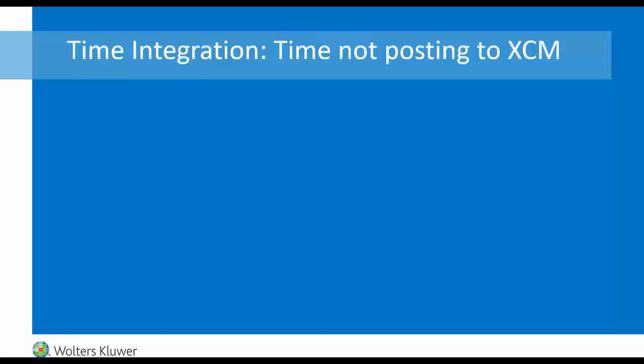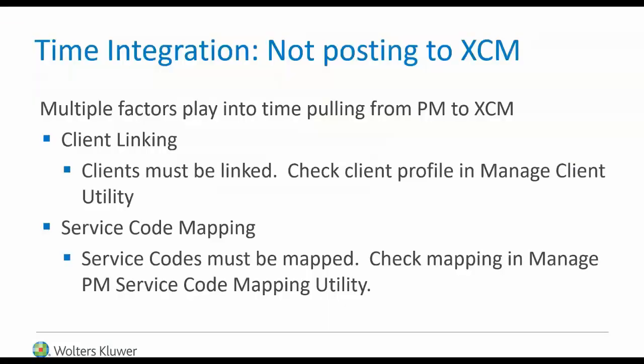Now we're coming into the time integration. Time's not posting to XCM, and what do I do about it? There are a number of reasons why the time would not flow through into the XCM application, and we'll go through the different scenarios. The first one is client linking. We clearly need to know that the client is linked between the two applications for any time to come over. So if you don't have linking between your clients, then the time will never come through. XCM is not going to recognize that time as an active time being posted.